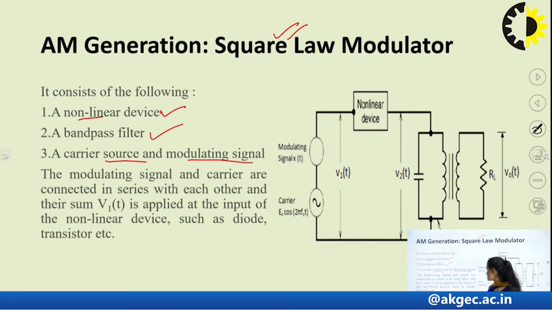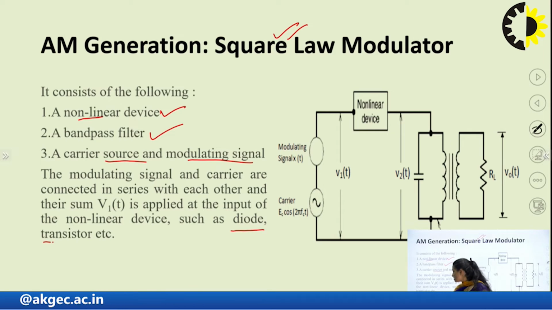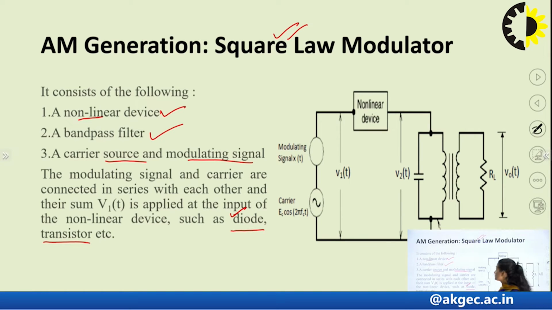The modulating signal and carrier are connected in series with each other, and their sum is applied at the input of the non-linear device. And what could that non-linear device be? We can either use a diode or a transistor. There are other devices as well. For our ease, we'll be talking about a diode. Let's see.